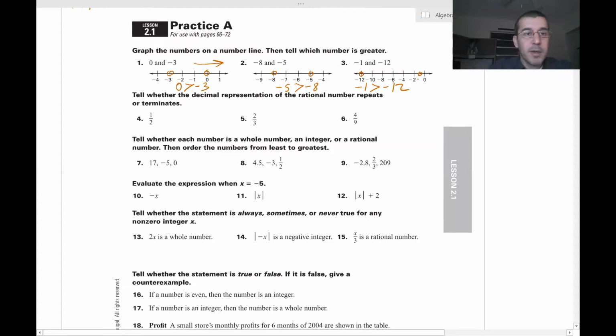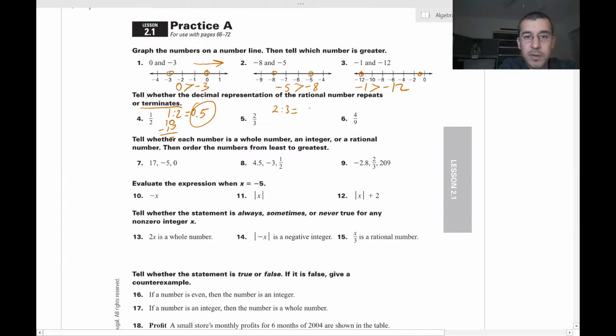Tell whether the decimal representation of the rational number repeats or terminates. 1 over 2. So let's see, 1 divided by 2. 1 divided by 2 doesn't go, so we do 10 divided by 2, but then we have to put the period, or 0 point. 10 divided by 2 is 5. 5 times 2 is 10, no remainders. So 1 over 2 is 0.5. It terminates. It doesn't keep going. So number 4 terminates.